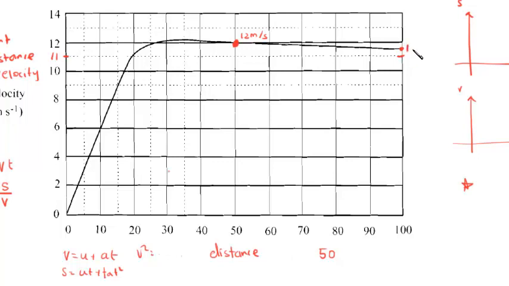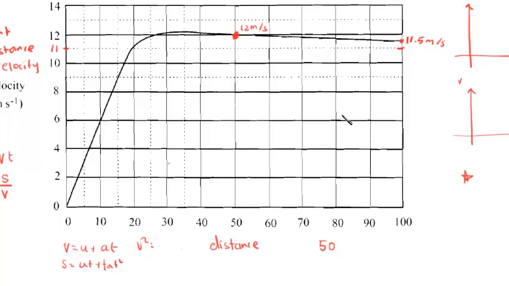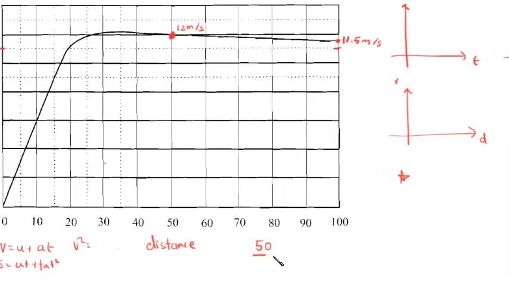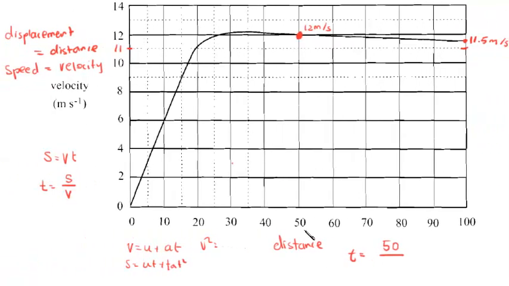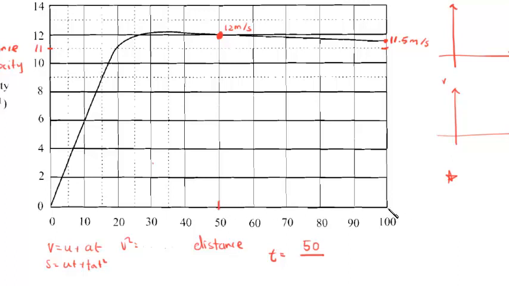So this is about 11.5 meters per second. So he ran 50 meters. I'm going to figure out the time using this equation right here. He ran 50 meters, so that's from there to there. Divide by velocity, but which velocity do we have to divide by? We cannot divide by 12, we cannot divide by 11.5. We have to divide by perhaps the average of those two. So halfway between 11.5 and 12 is 11.75, isn't it?